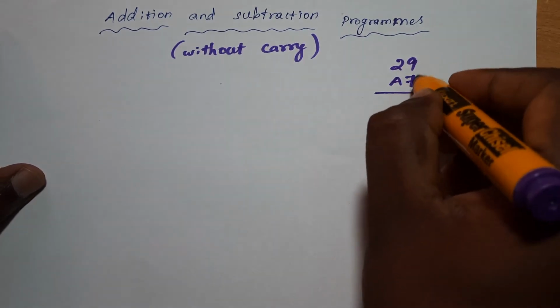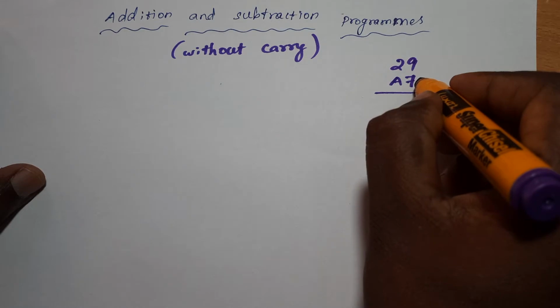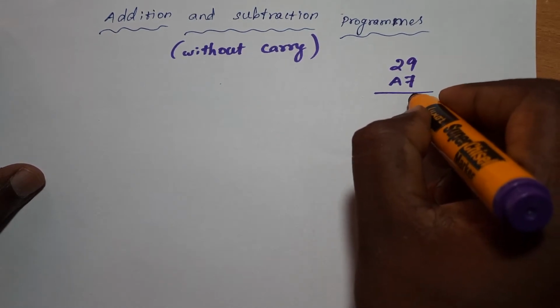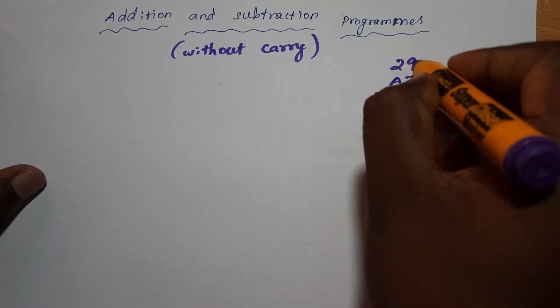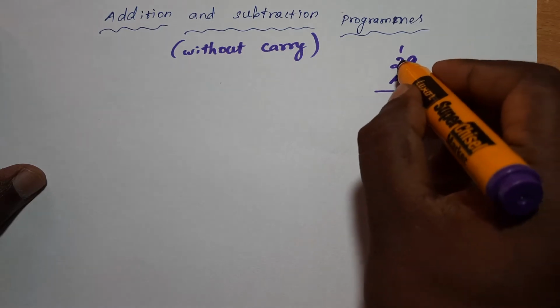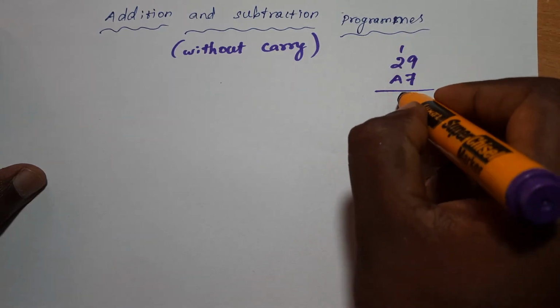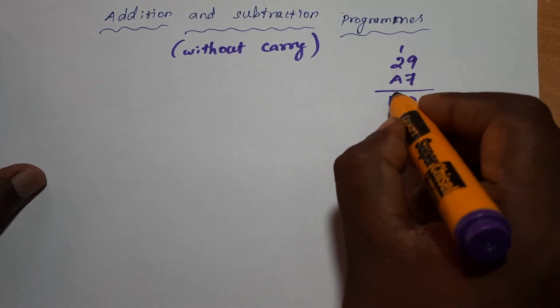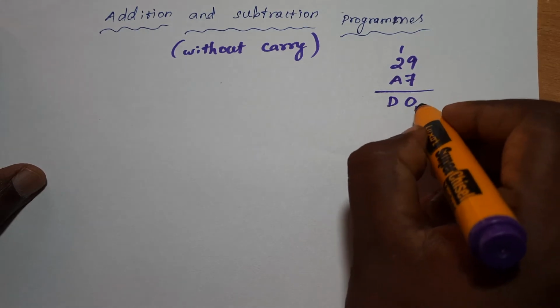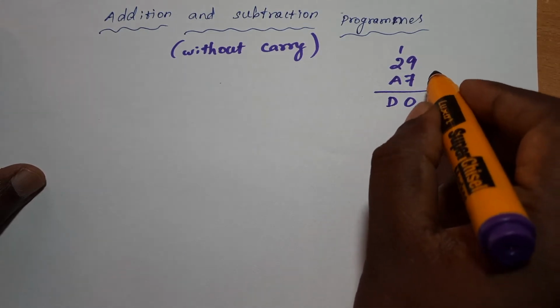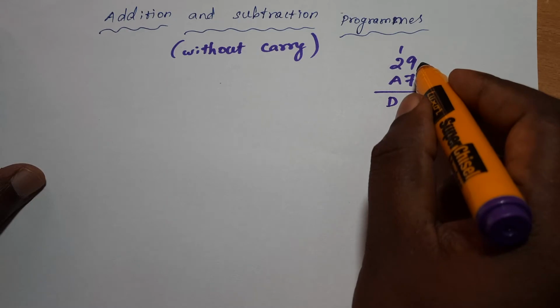So if we add, 9 plus 7 is actually 16. So it is 10 in hexadecimal. So 0 is here, carry 1. So 2 plus 1 is 3, 3 plus A is 13, 13 is D. So D0 hexadecimal is going to be our output, and these are the two numbers we are actually going to add.